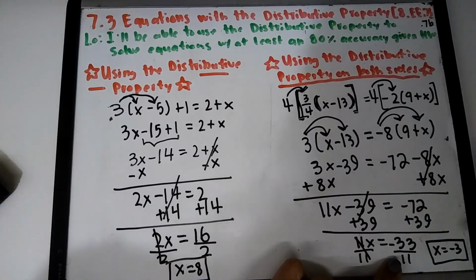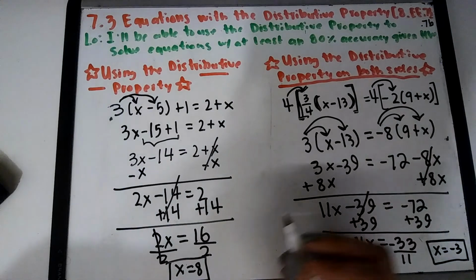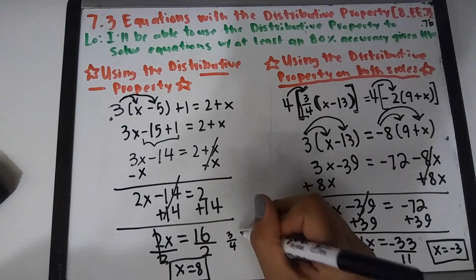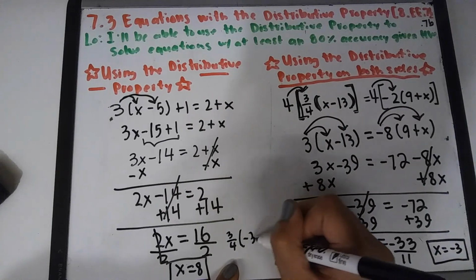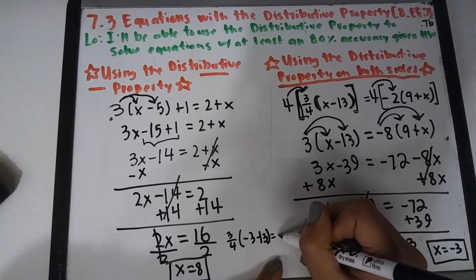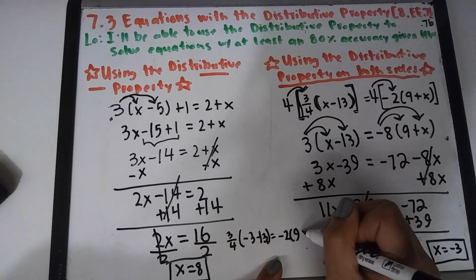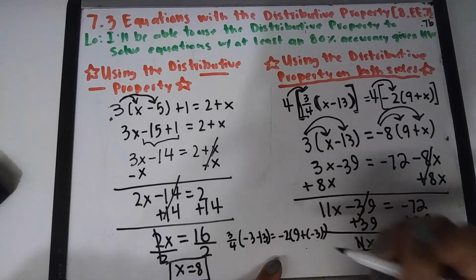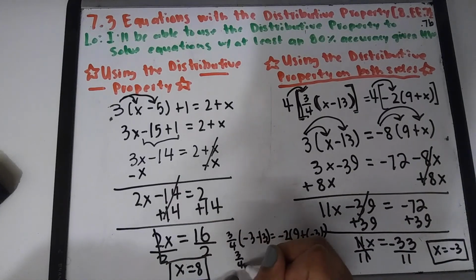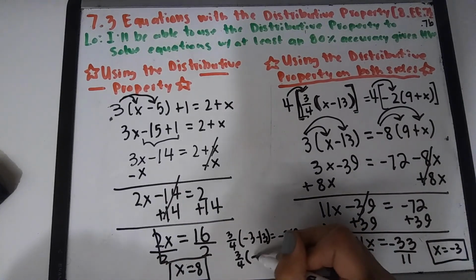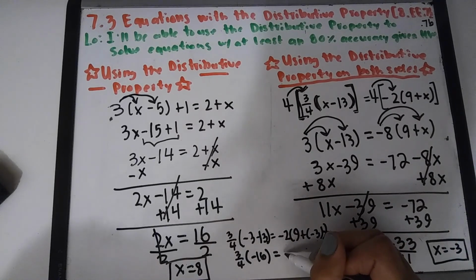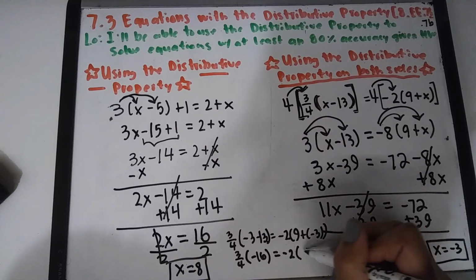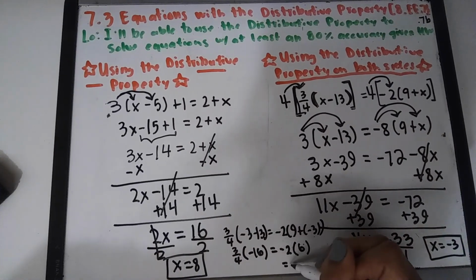Okay, now I'm going to plug that in to see if that's true. So I can go back here and I'm going to plug that in here. So 3/4 times negative 3 minus 13 equals negative 2 times 9 plus a negative 3. Okay, so I have 3/4, and then negative 3 minus 13 is negative 16, equals negative 2 times 9 plus a negative 3 is a 6. So then this is a negative 12.